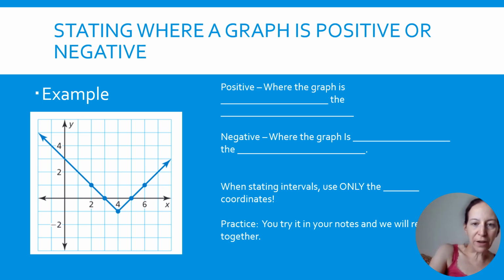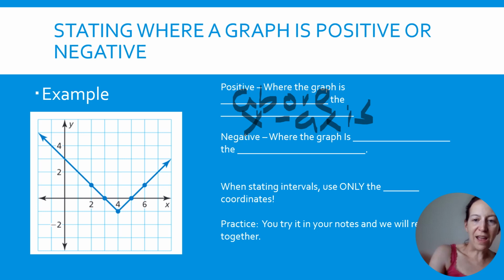So positive is where the graph is above the x-axis. And negative is where the graph is below the x-axis.